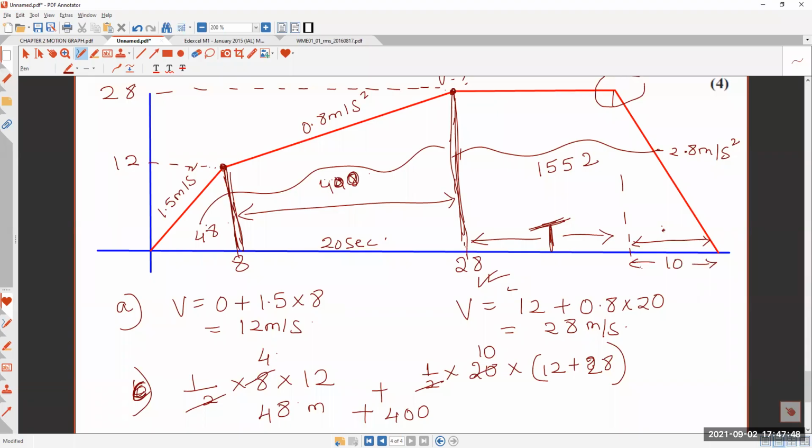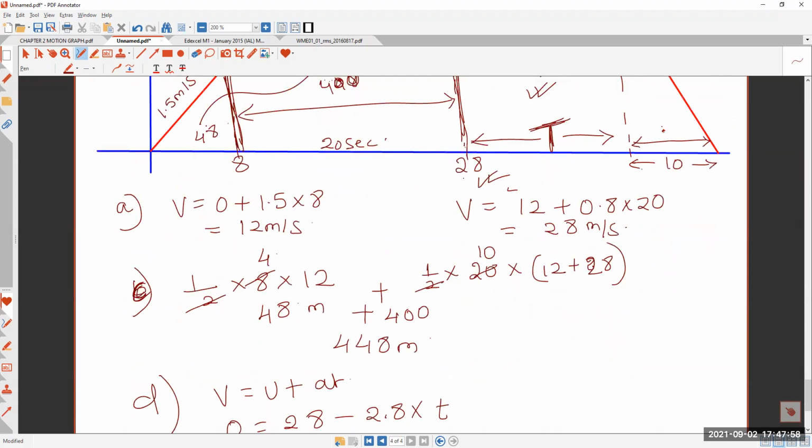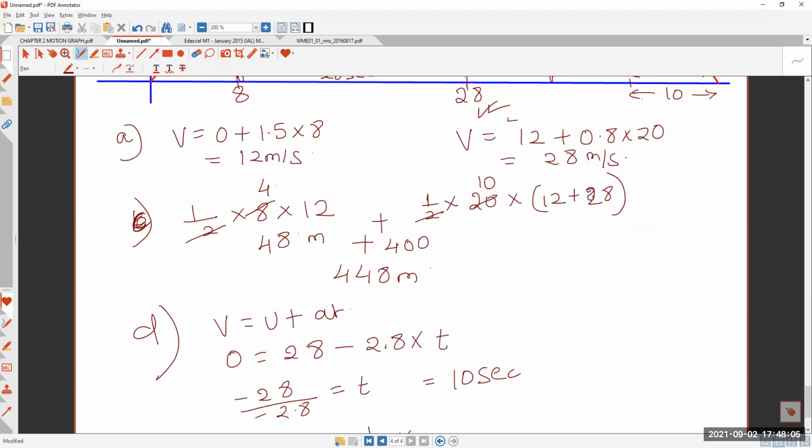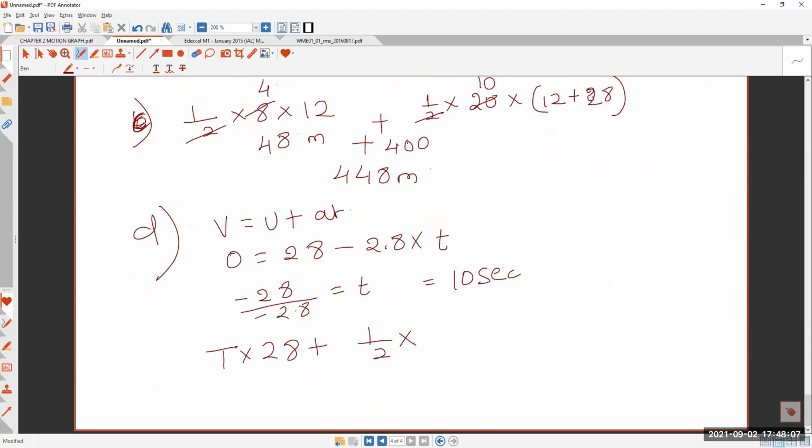Let me divide this into a rectangle and a triangle instead of a trapezium. The rectangle is t multiplied by 28, plus half base into height, where the base is 10 and the height is 28. The whole area is 1552. Now find the value of t.